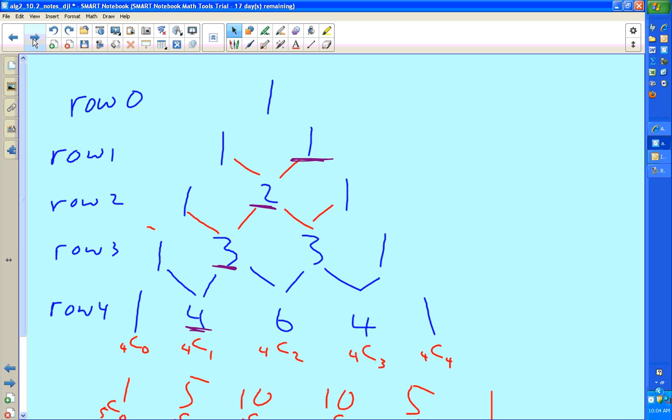Row 0 for Pascal's triangle is the top row, then row 1, row 2, row 3. The second number in the row tells you what row you're dealing with. So the second number, this is row 4. The second number is a 5, that's row 5.